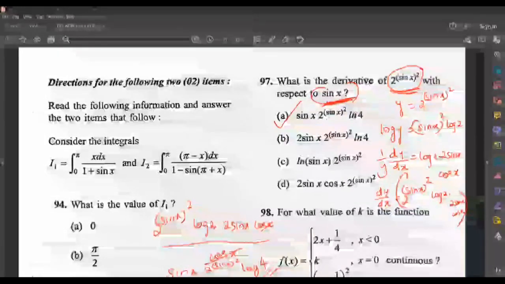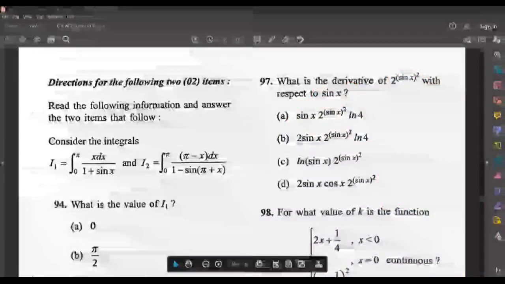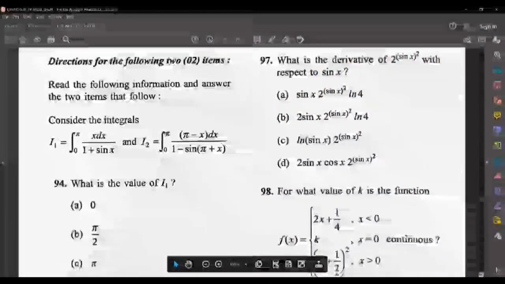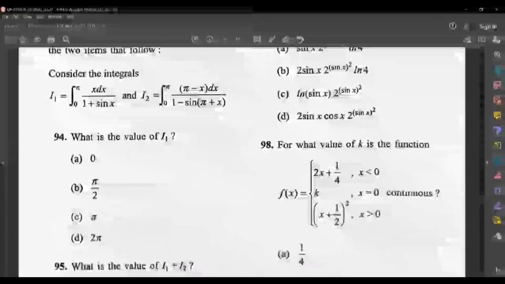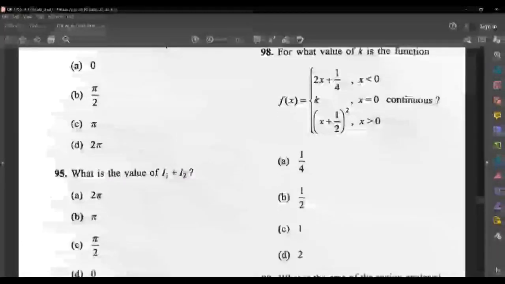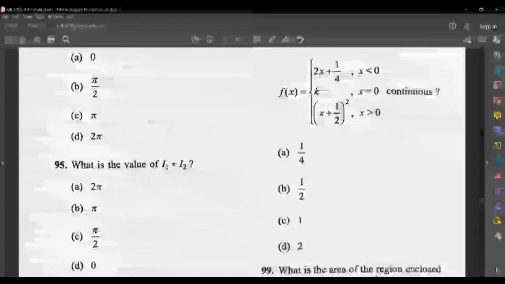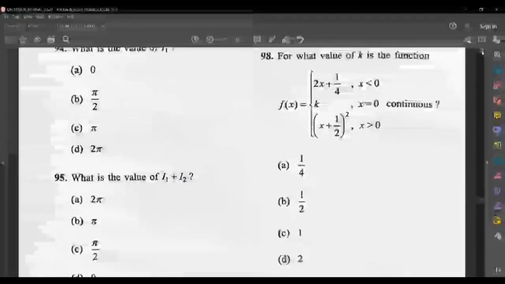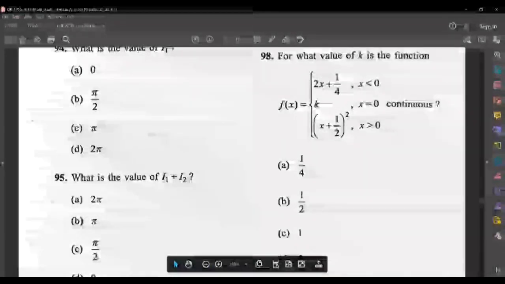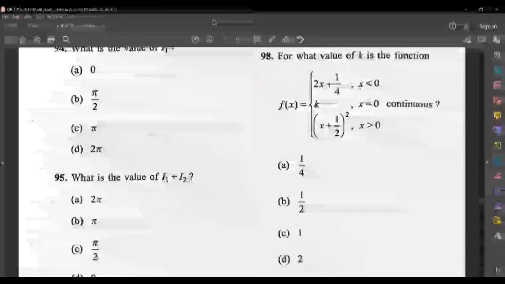Go to the next question. For what value of k is the function f of x equal to 2x plus 1 by 4, x less than 0; k, x equal to 0; x plus 1 by 2, x greater than 0, continuous? For which value of k is this function continuous? Okay, try this direct question. Please try this.